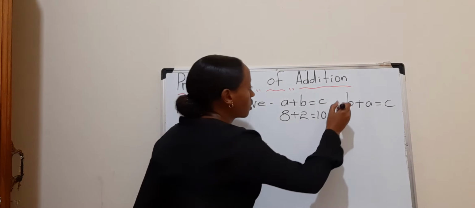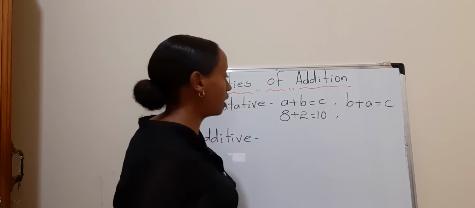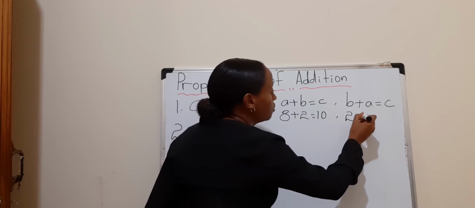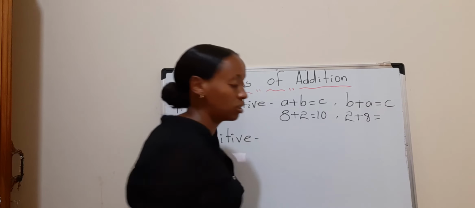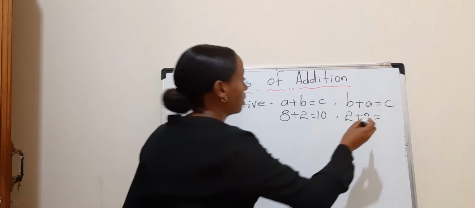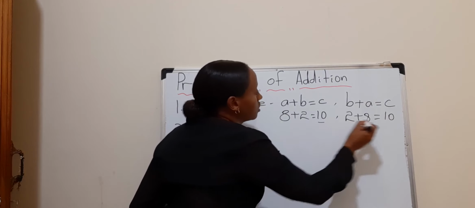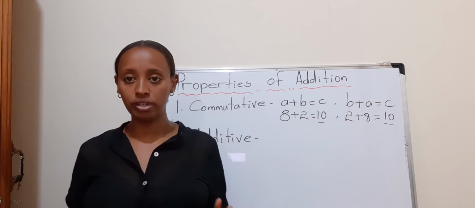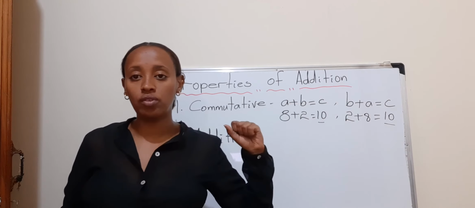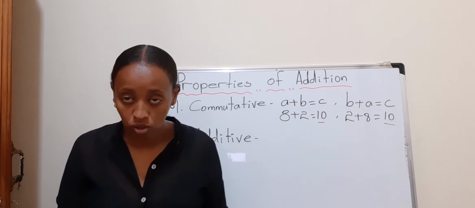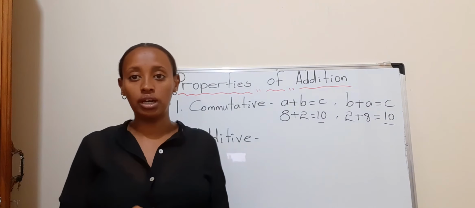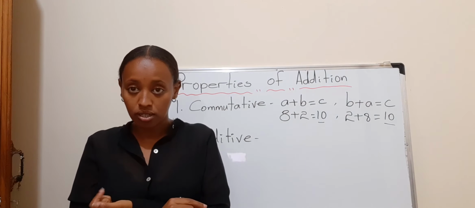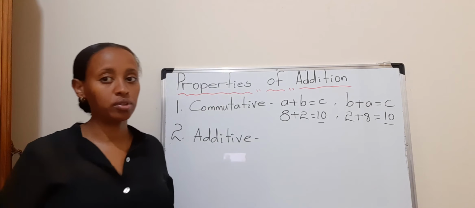So 8 plus 2 is 10, yes? We can put these two addends the other way: 2 plus 8 is equal to what? 2 plus 8 is also 10. You see? Is there any difference in the result? No, there is no difference. So the commutative property of addition is a property where we get the same result even if we exchange the place of the addends. Okay? So this is the commutative property of addition.